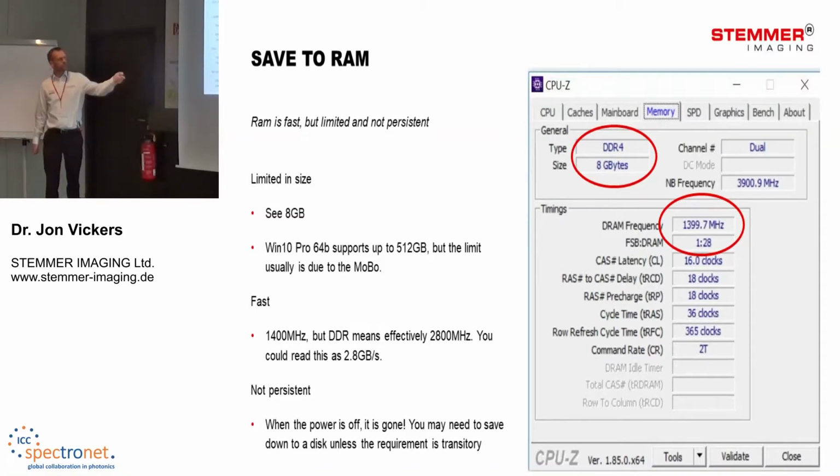So we said 1400, it's a double data rate. I actually made a mistake on this slide. It's not 2.8 gigabytes per second, it's 2.8 giga operations per second. So you then have to multiply by 8 gigabytes and you get something like 20 terabytes a second. But it's not persistent. When the power's off, everything's gone. So maybe you still have to save this data unless you really don't care. But you may still have to save down to disk.